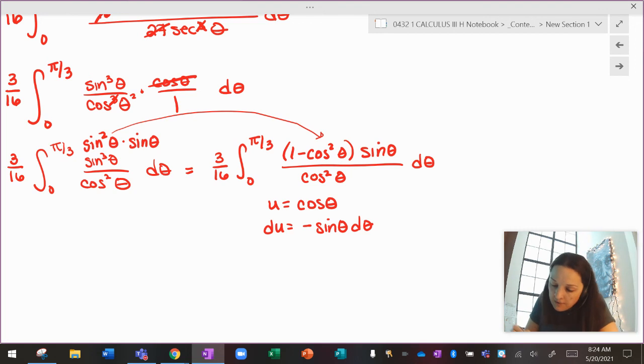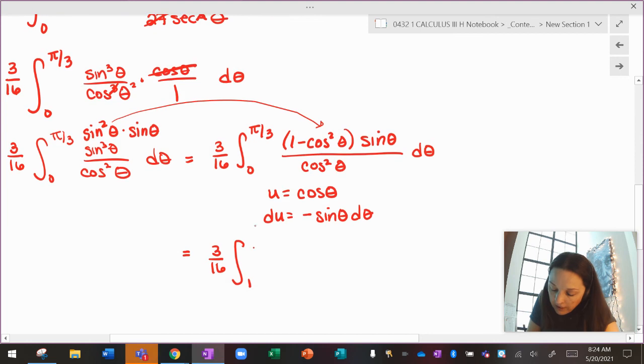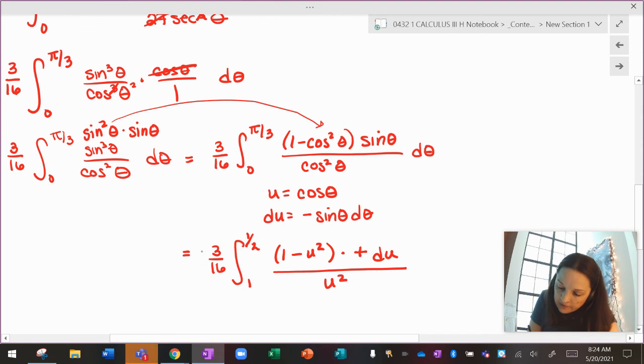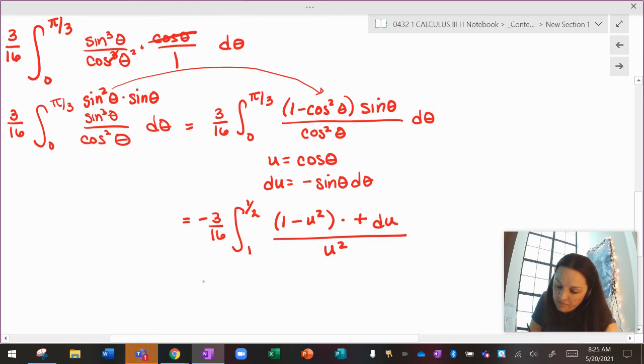Okay, so then if we rewrite this, I have 3/16, the integral of, let's see, cosine 0 is 1, cosine pi over 3 is 1/2. Ooh, I'm liking these limits of integration. And let's see, my numerator would be 1 minus u squared times negative du. And then my denominator is just a regular u squared. So I'll pull my negative out in front and then change that to 3/16, the integral from 1/2 to 1, because if I negate the outside, I can reverse the order of integration.